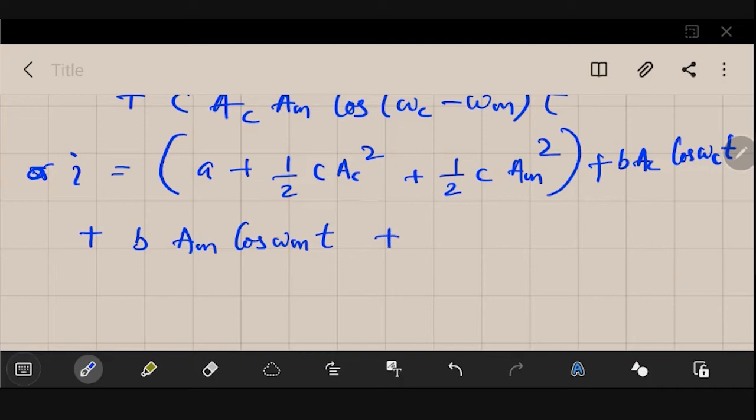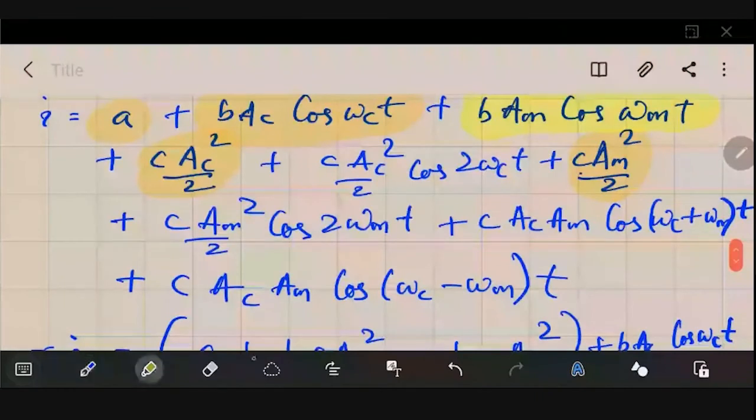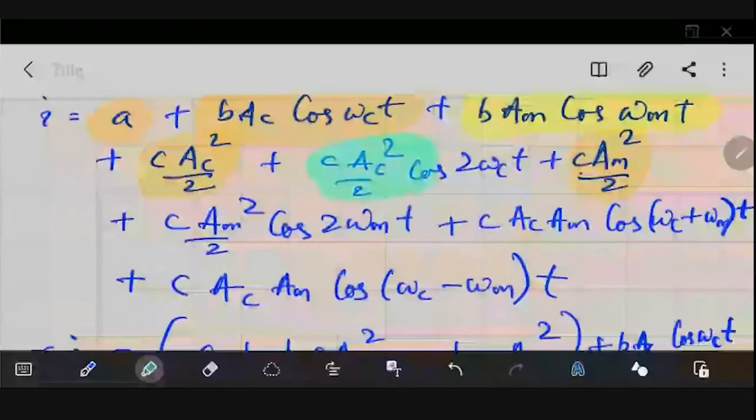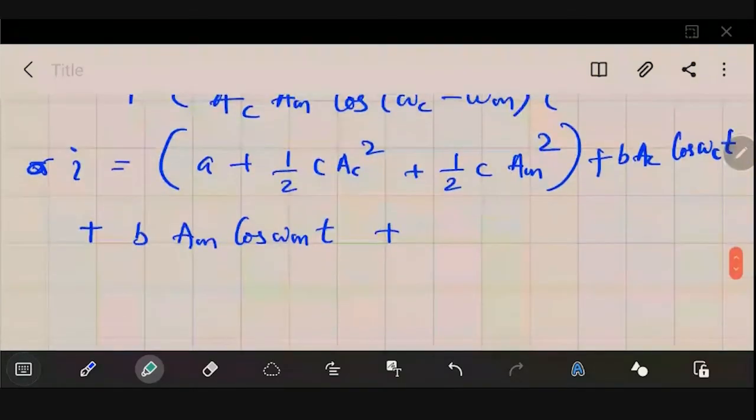Then you could see that there are these terms. Let me highlight them in a different color. Here you could see C A_C square cos 2 omega_C t, and then a term C A_M square cos 2 omega_M t. They have different frequencies, 2 omega_C and 2 omega_M, the ones I have highlighted in green. They are the double frequency terms, so let me group them together and keep them at one place.